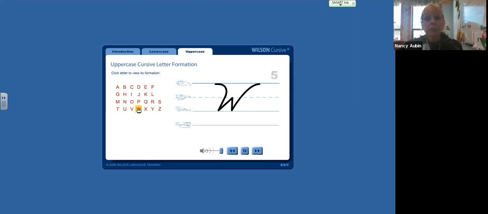Try it on your arm. W is a skyline down letter. It starts on the skyline. Point to the skyline. Go on the skyline, then curve down to the grass line. Go up to the plane line. Slide down to the grass line and curve up to the skyline.